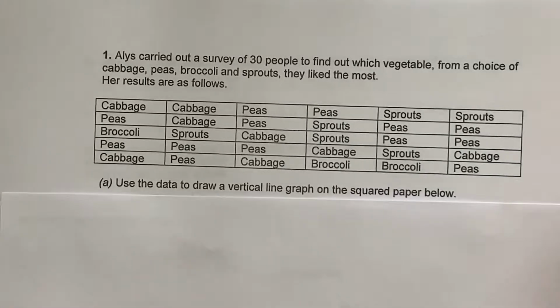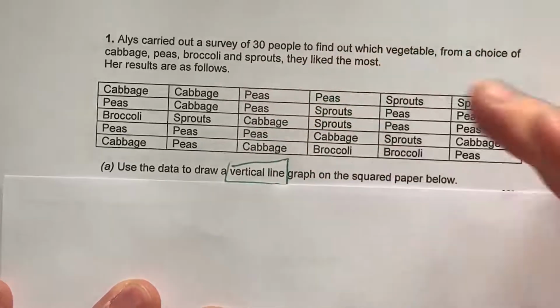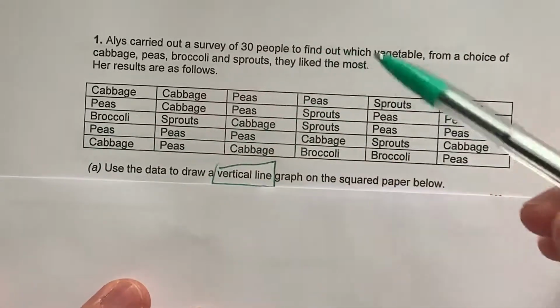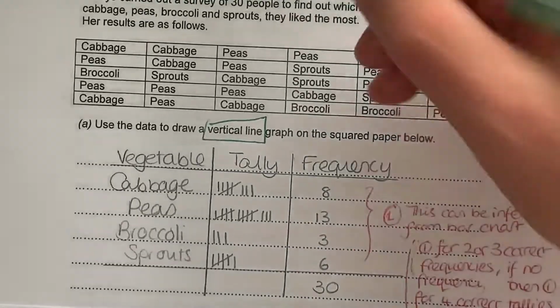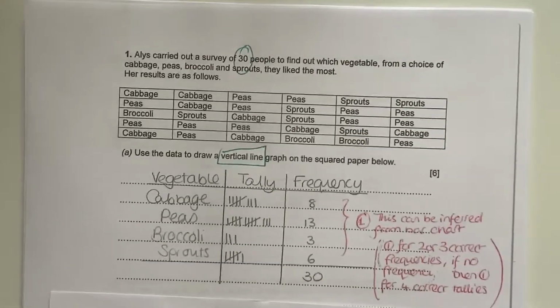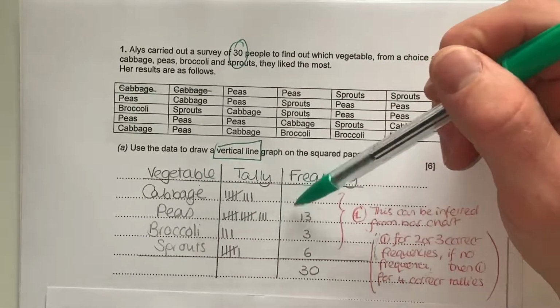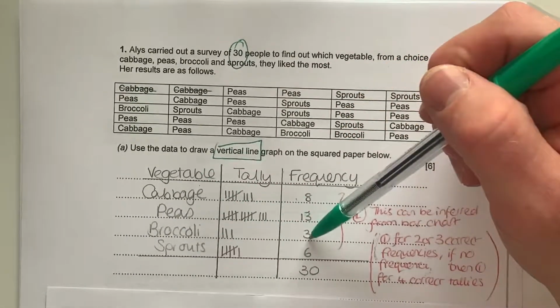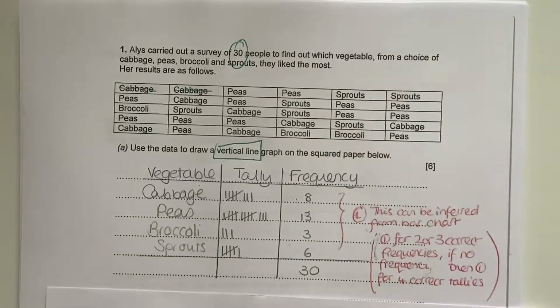Okay, for this first question, it's asking you to use the data to draw a vertical line graph. Well, the first thing you notice is you've got loads and loads of data, so you have to start by collating it. Make sure by the end of it, it all adds up to 30. The easiest way to do it without making mistakes would just be to cross them off one by one as you go along. I've got 8 cabbage, 13 peas, 3 broccoli, 6 sprouts. Add them together and they add up to 30.